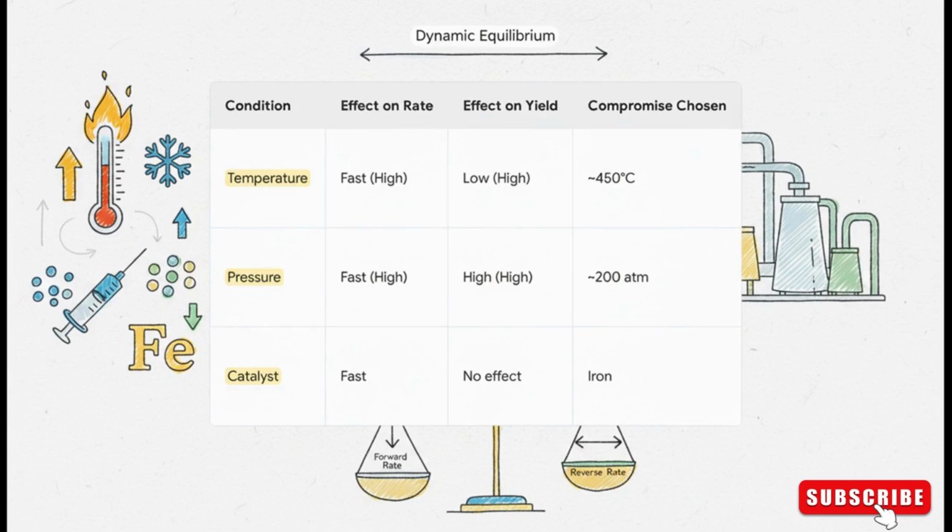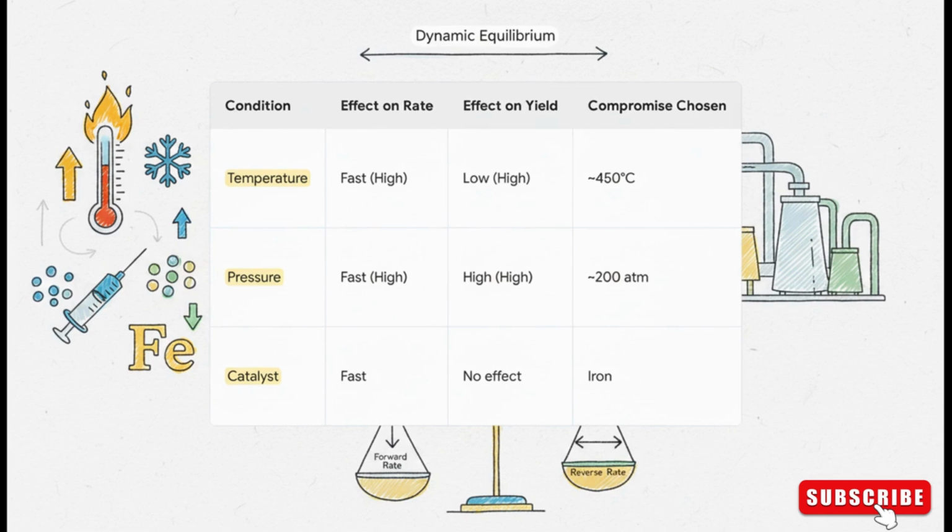Now, Le Chatelier's principle tells us that to get a high yield, we should use a low temperature. But here's the catch. At low temperatures, the reaction is painfully slow. A high temperature makes it go fast, but gives you a terrible yield. So what do you do? Industrial chemists found a compromise, a sweet spot, right around 450 degrees Celsius.